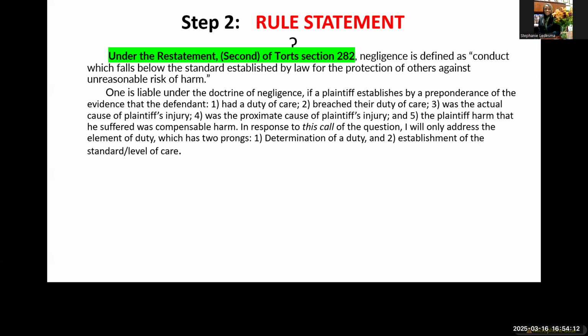Why do I open my rule statement with, under the Restatement Second of Torts, Section 282, negligence is defined? Because I'm being asked a negligence question. So my rule statement actually has 3 parts. For this particular hypothetical, it has Restatement Second of Torts 282, which is a definition of negligence. It has the blanket rule for negligence, which lists all 5 of the elements, and it has specifically the rule for the element of duty, which has 2 subparts.